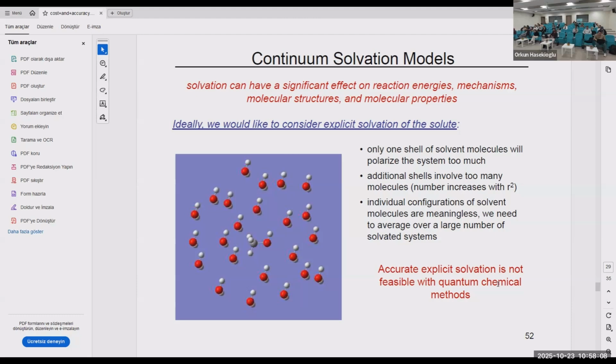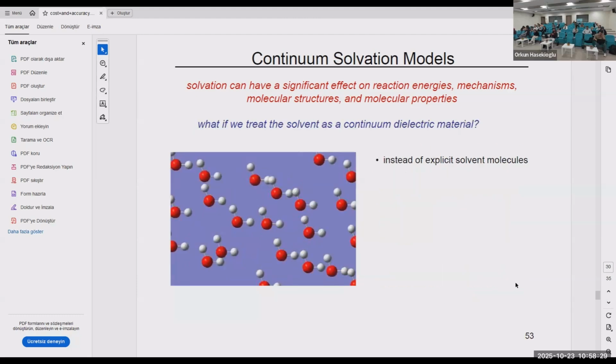So solvation can have a significant effect, as we said, and additional shells involve too many molecules, right? Your number of electrons is increasing. Individual configurations of solvent molecules are meaningless. We need to average over a large number of solvated systems. So accurate explicit solvation is not feasible with quantum mechanical or quantum chemical methods actually.